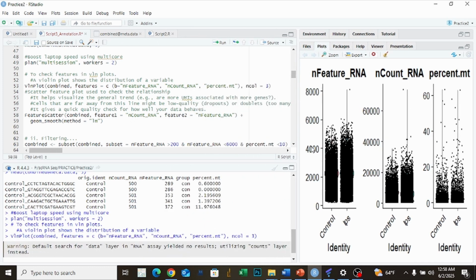Now, this is just a violin plot of the different metrics. Now we want to draw scatter plots of these two comparisons. Scatter plots make it easy to visualize the general trend, and cells that are far away from the midline indicate low quality cells. It can easily tell us about the quality and how our data behaves by using a scatter plot. Let's run it.